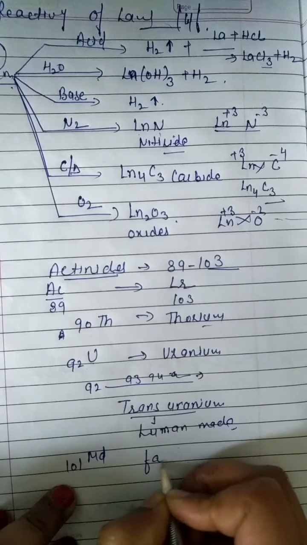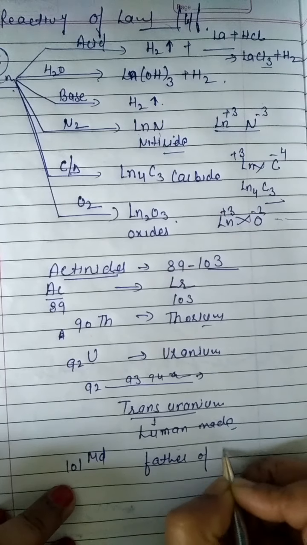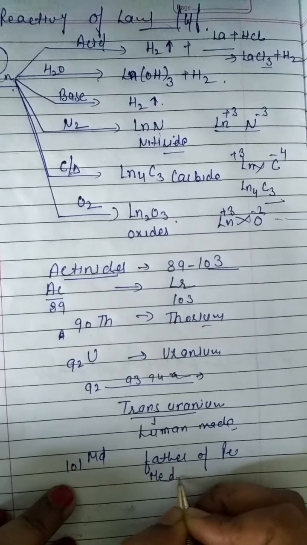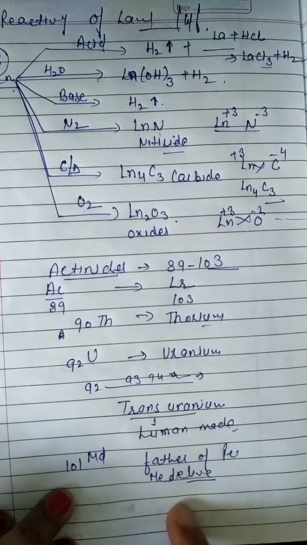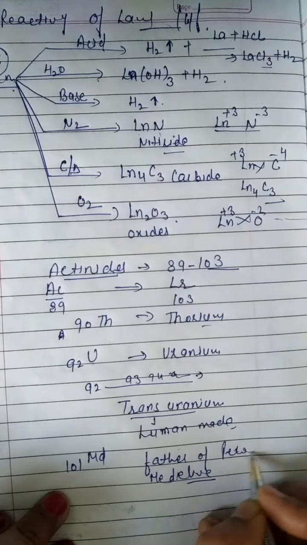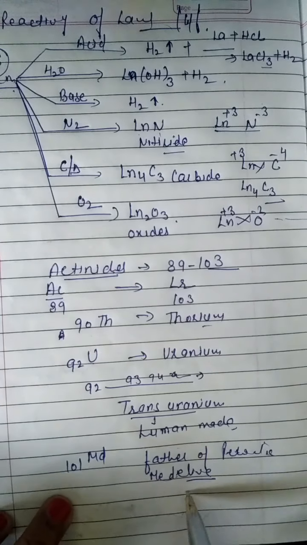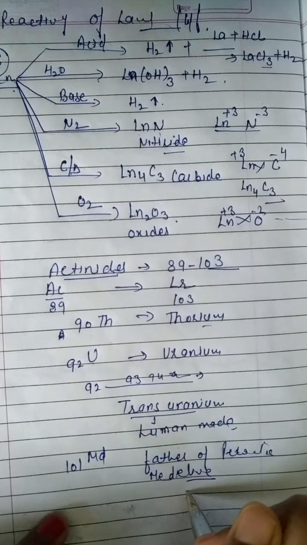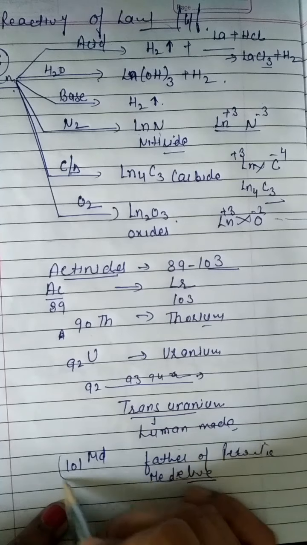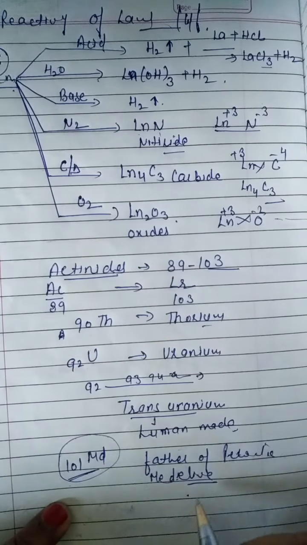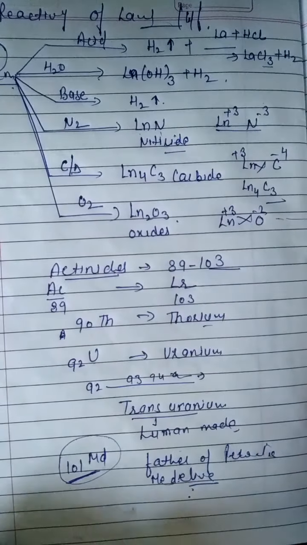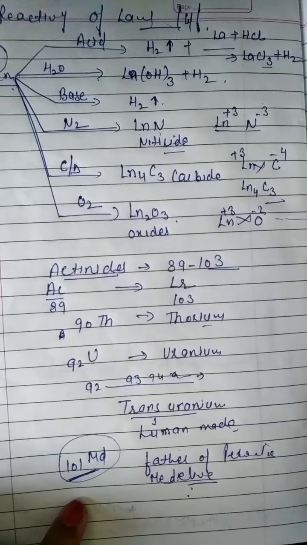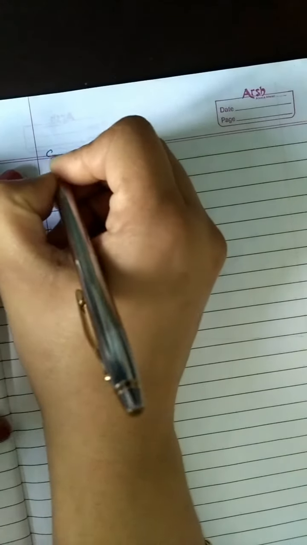But who is the father of the periodic table? That is Dmitri Mendeleev. He is called the father of the periodic table. Clear? As a tribute to Mendeleev, one element is named after him, that is mendelevium, of atomic number 101. Clear?